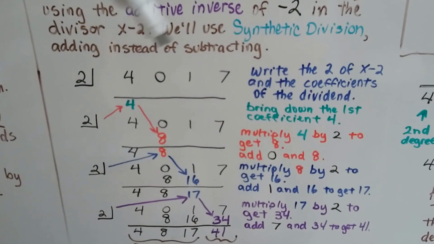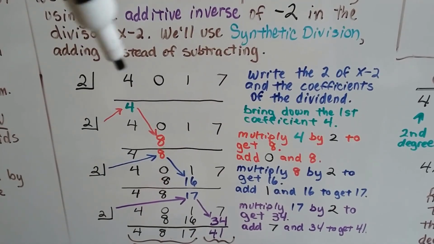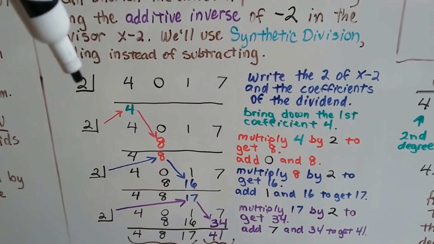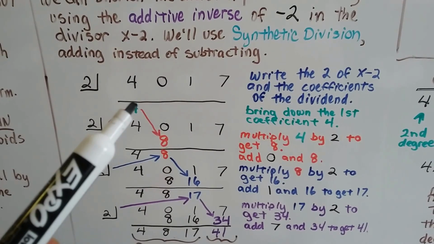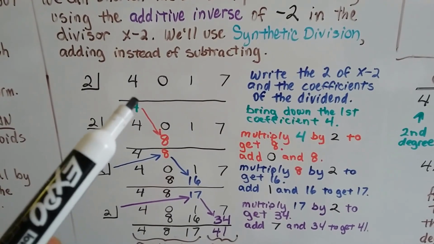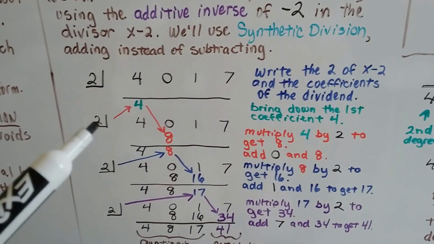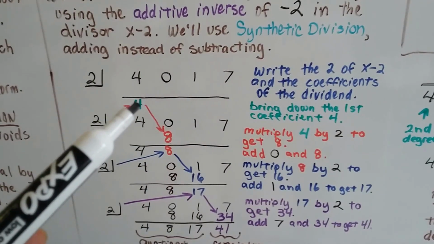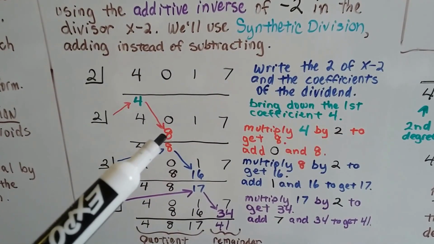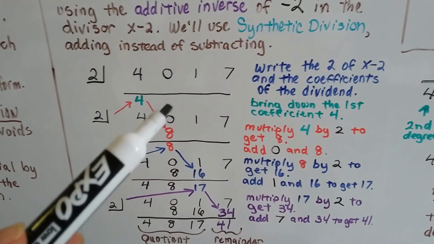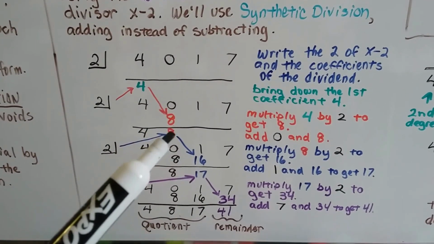We write the 2 of the x minus 2 and the coefficients of the dividend. See, the 4, 0, 1, 7, and here's our divisor, see? Now, we bring down this 4, that first coefficient, and then you can follow in my colors here. In the red, we multiply this green 4 by that 2 to get an 8. That brings us here. We add it to that 0, and we get 8. So now we get a 4 down below the line and an 8.